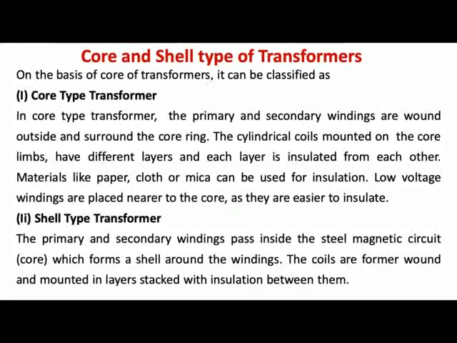In shell type of transformer, the primary and the secondary winding pass inside the steel magnetic core, which forms a shell around the windings. That means it looks like the core is protecting the winding. Hence, the core acts like a shell to the winding, and the name given is shell type transformer. The coils are former wound and mounted in layers stacked with the insulation between them.